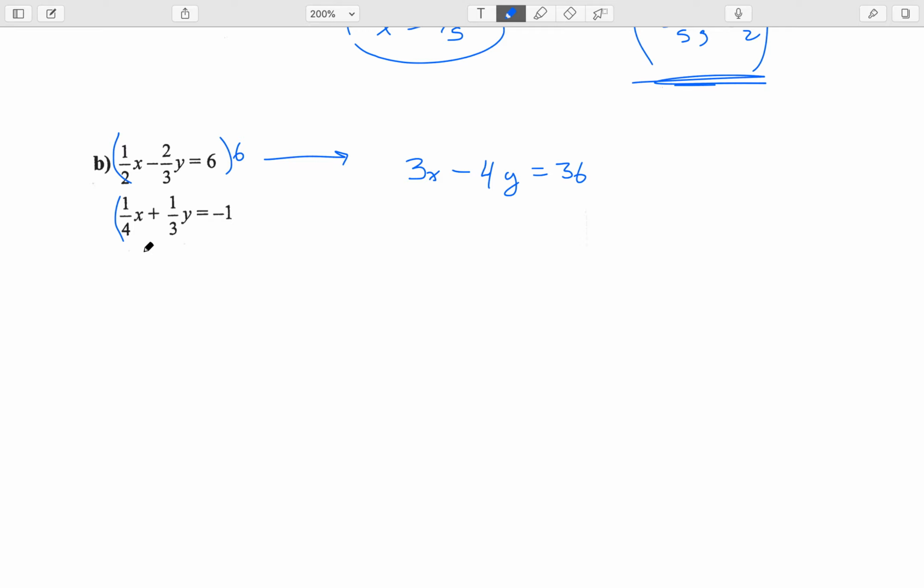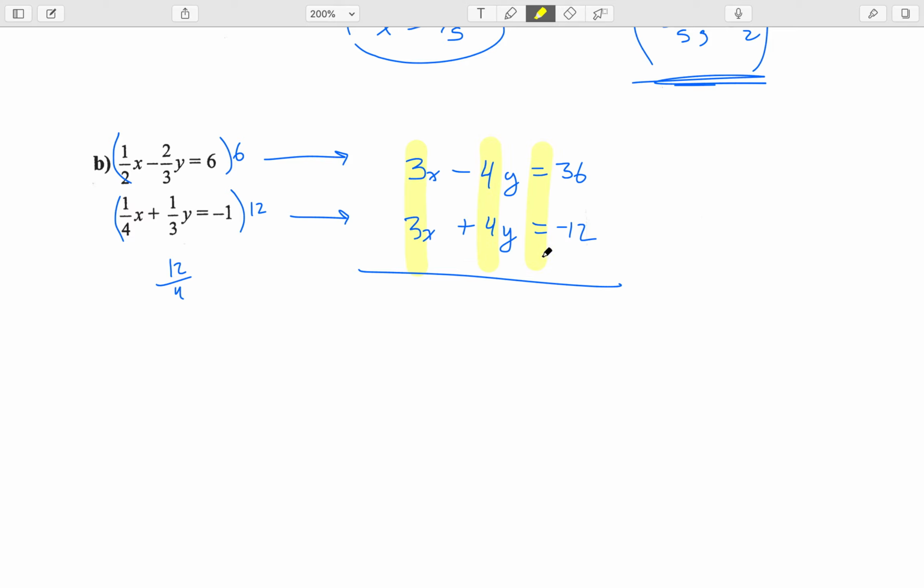What about this one? What am I going to times this one by? 4 and 3, times it by 12. So if I go times 12, I get 12 quarters, that's 3x. And 12 times 1 third gives plus 4y, equal to minus 12. Hey, that was pretty slick because x's line up, y's line up, equal signs, and numbers line up. Everything lines up. You need these to line up in order to do elimination.